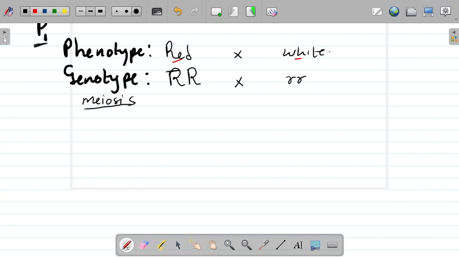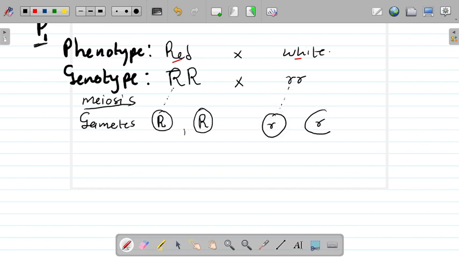When meiosis occurs, it will create gametes. Remember, meiosis creates gametes. So this is one gamete, R. I usually circle them to show that these are gametes. Then the other one, big R, that's the other gamete. Then the smaller one from the white one, and then the other smaller one. So these are our gametes.